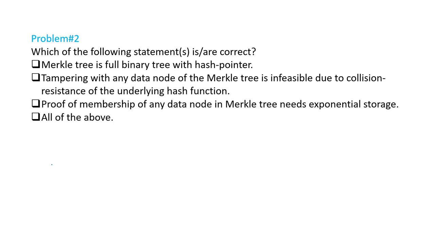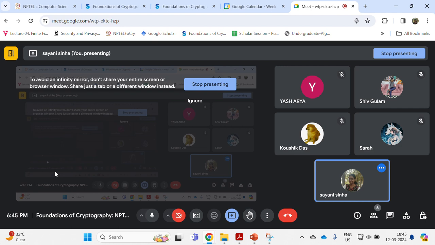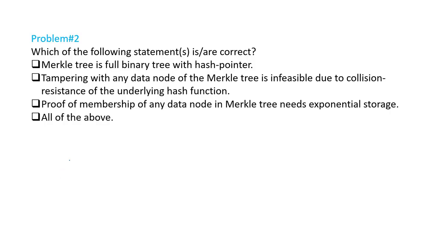Coming to the next question. Which of the following statements is or are correct? Merkle tree is a full binary tree with hash pointers. Is this true? Anyone? This is true, okay? Merkle tree is a full binary tree with hash pointers, because if you remember, what is the construction of a Merkle tree?